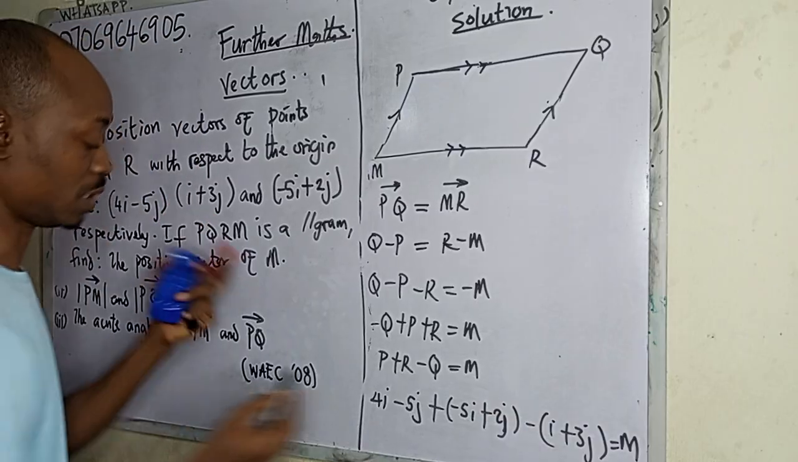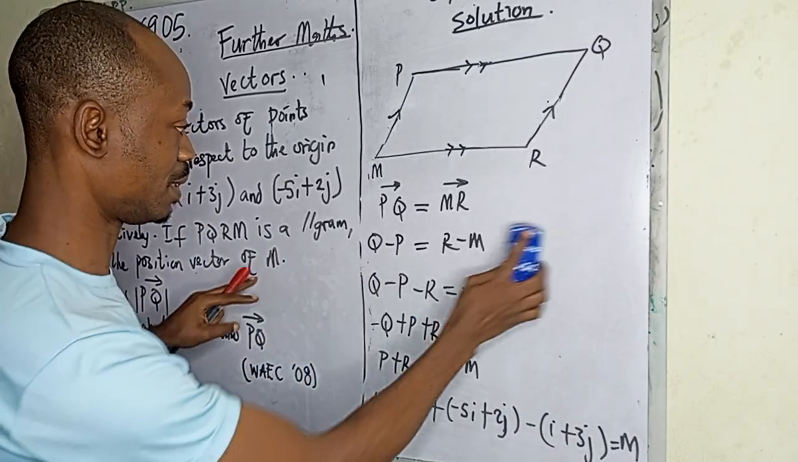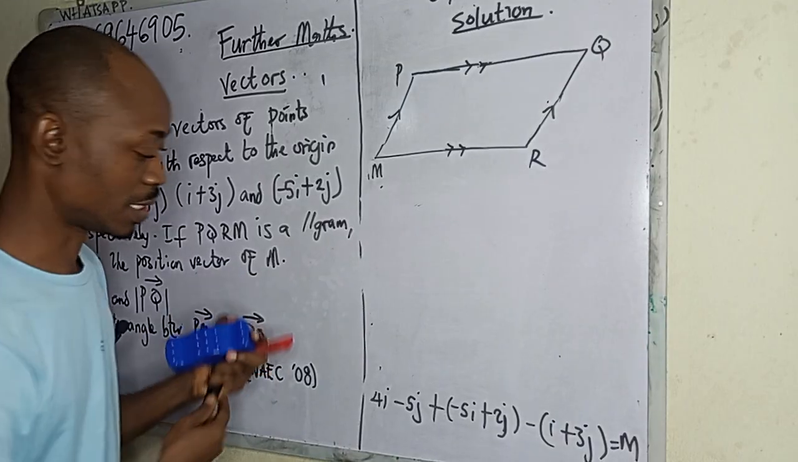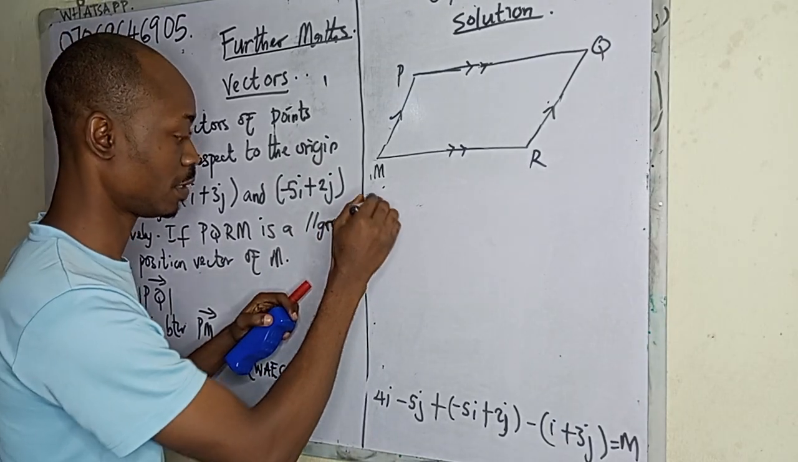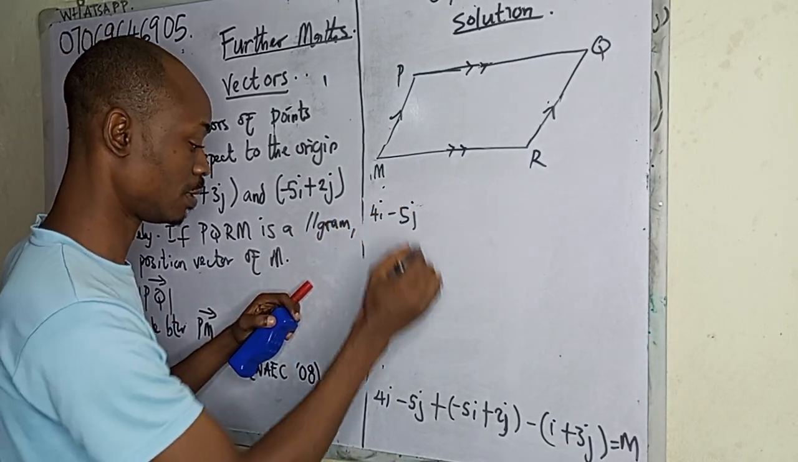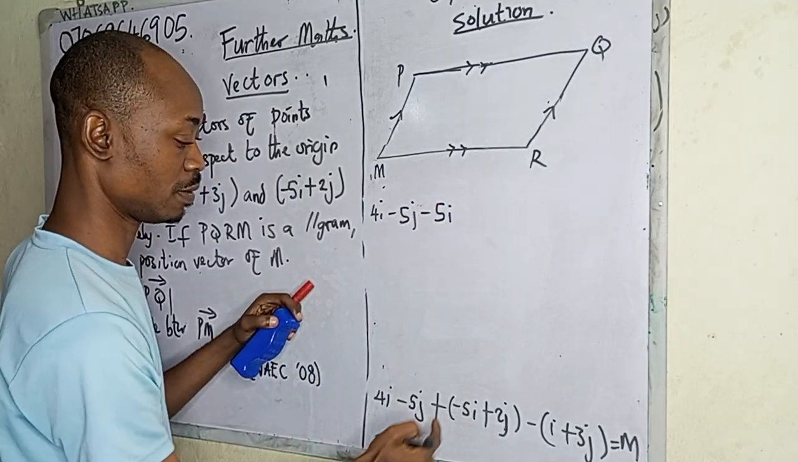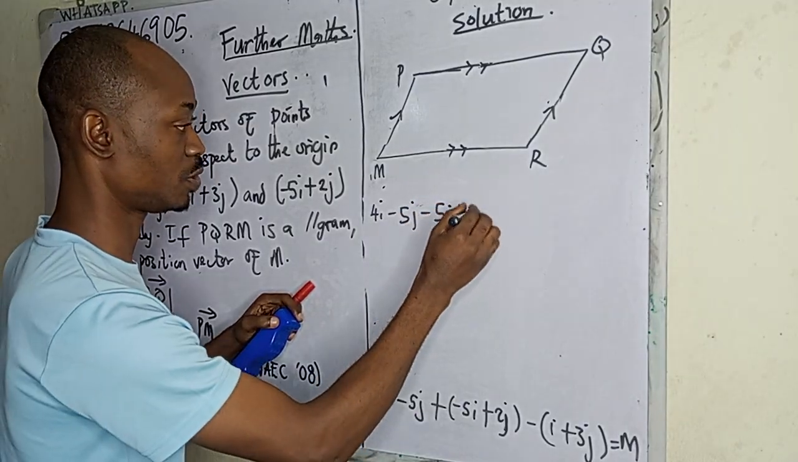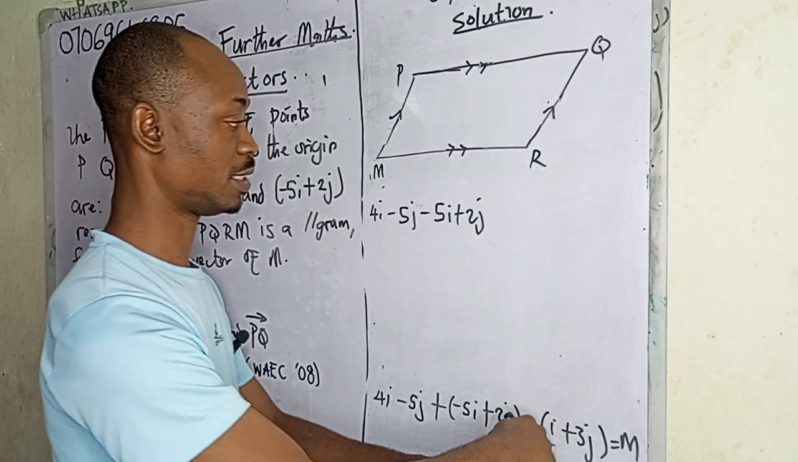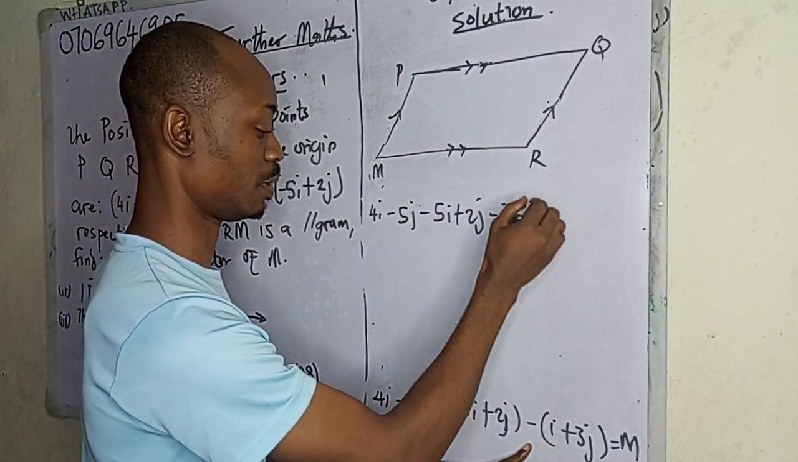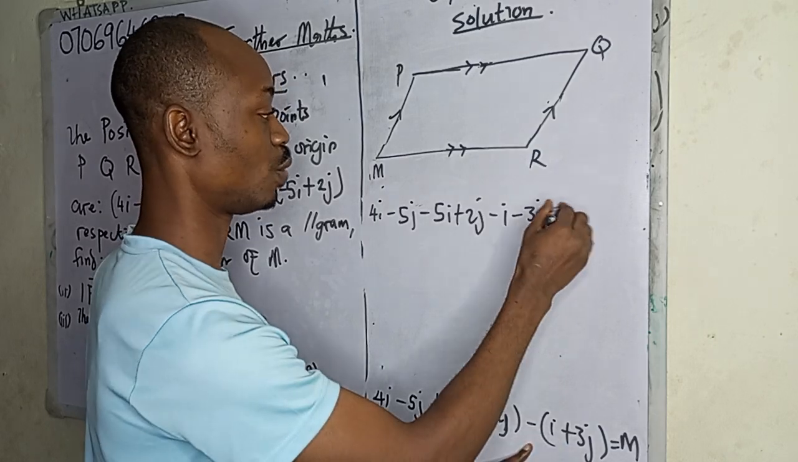So let's try and solve this one. Let's open the bracket. We have 4i minus 5j. Open the bracket with this plus. We're going to be having minus 5i, plus times plus is going to be plus 2j. Then open the bracket with this negative. We have minus i minus 3j, because minus times plus is minus. All will be equal to M.